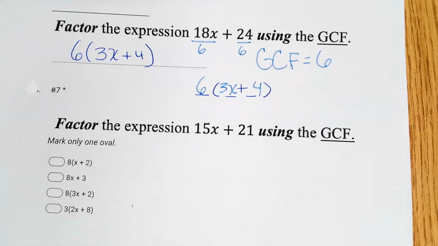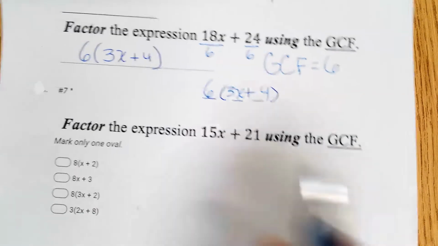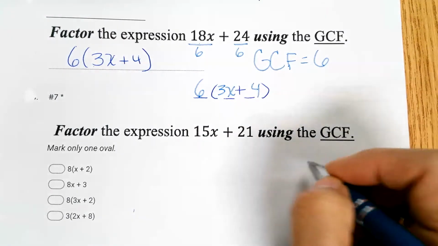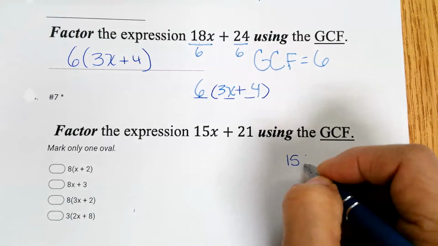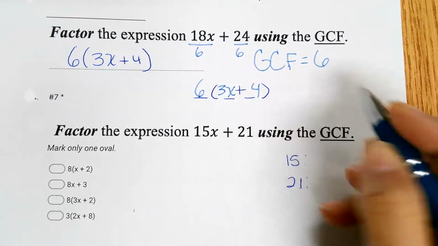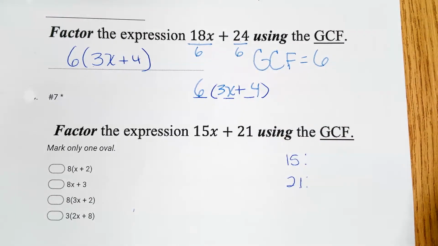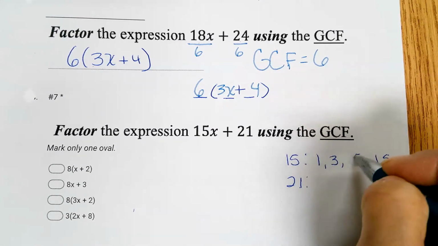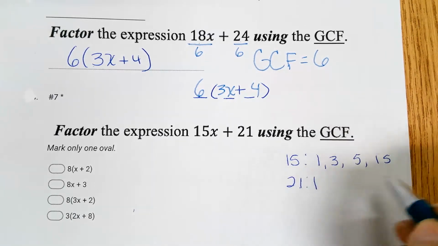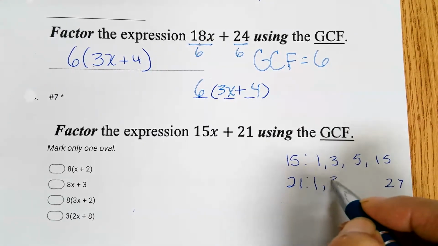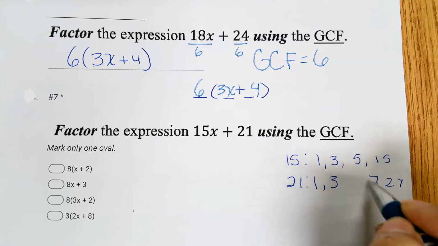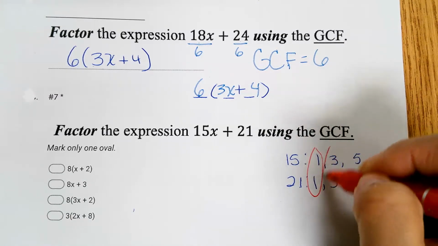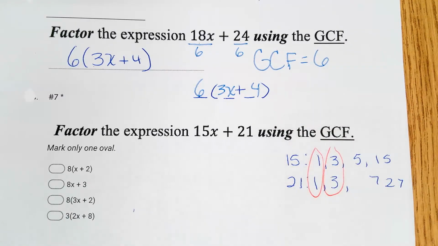This one I gave you as multiple choice. So you have 15x and 21. The GCF is 3, because I know the factors of 15 and the factors of 21. So if you want to do this without using Google: 15 is 1 times 15, 3 times 5, and I think that's it. And then 21 is 1 times 21, 3 times 7, and that's it, right? So if I circle my common factors, 3 is the GCF. That's the greatest common factor.